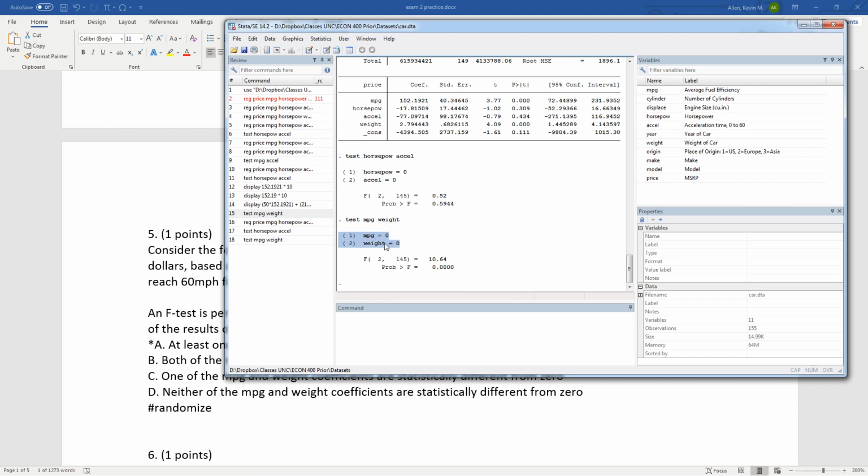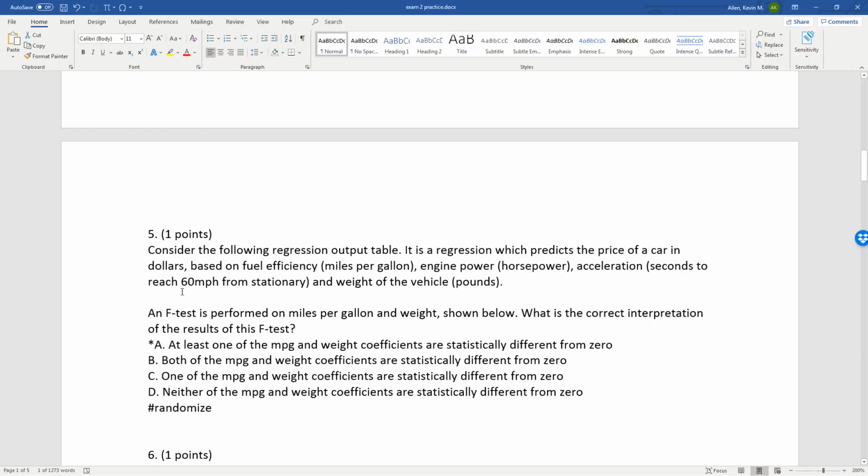But rejecting this null tells you something very specific. When you reject the null of the F-test, the result is at least one of the coefficients that you're testing is statistically different from 0. The F-test only tells you that either all of them are statistically insignificant, or at least one of them is statistically significant. The F-test does not tell you how many of them would be statistically significant, if there is more than one, or which one is statistically significant.